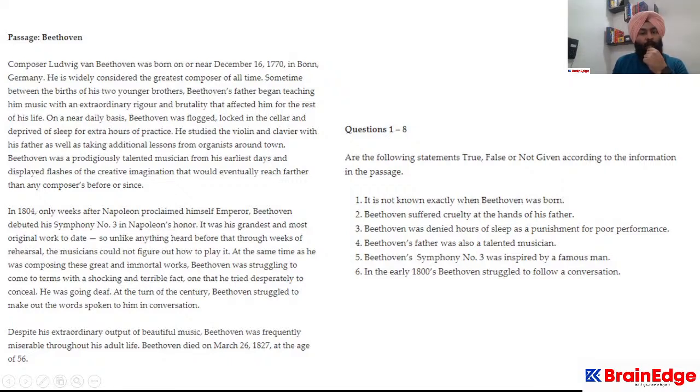The musicians figured out that at the same time as he was composing these great and immortal works, Beethoven was struggling to come to terms with a shocking and terrible fact, one that he tried desperately to conceal. He was going deaf. At the turn of the century, Beethoven struggled to make out the words spoken to him in conversation. He could not hear properly what was being spoken to him.